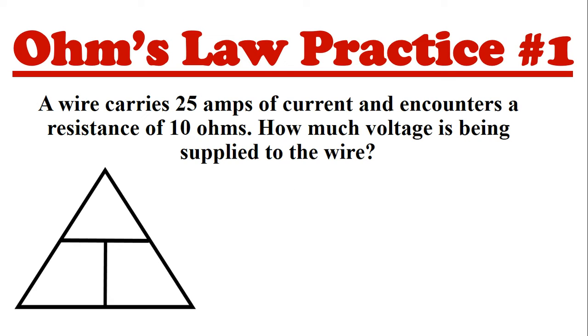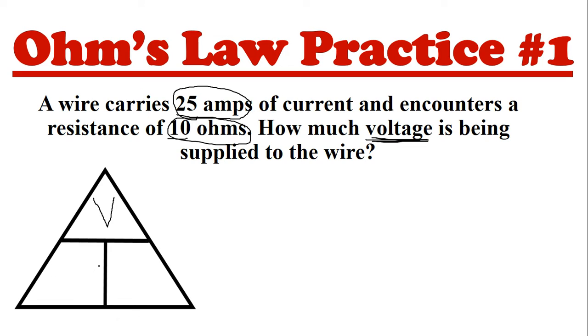This first example: a wire carries 25 amps of current. If you haven't seen my math videos, I will circle my numbers and I will underline what we're trying to find. 25 amps of current and encounters a resistance of 10 ohms. How much voltage is being supplied to the wire? So the first thing you ask is, what am I trying to find? Well, according to this, I'm trying to find voltage. Voltage is represented by the capital V, and in the triangle, the V goes on the top.